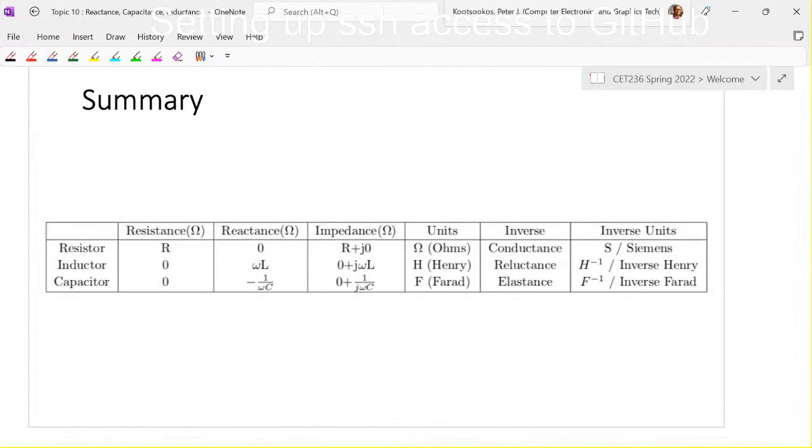So that's the summary. Resistor, inductor, capacitor. The resistance R for the resistor and nothing for the others. The reactance, the imaginary component, is omega L and minus 1 on omega C. The impedance, putting the two of them together, the resistance and the reactance.